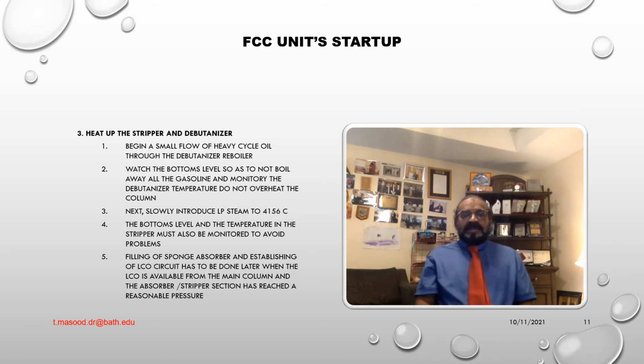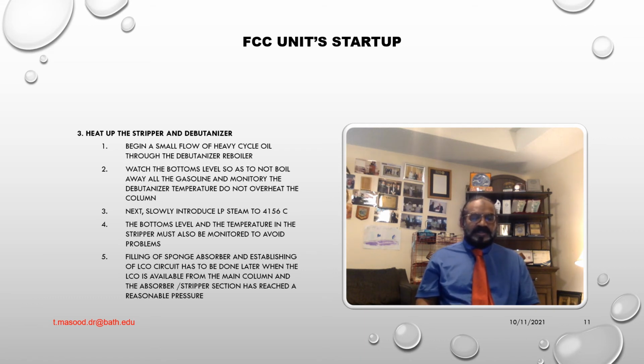Okay, begin a small flow of heavy cycle oil through the debutanizer reboiler. It may be necessary to use the control valve bypass on the HCO flow to limit heat removal from the main column. Number 2, watch the bottoms level so as to not boil away all the gasoline, and monitor the debutanizer temperature. Do not overheat the column.